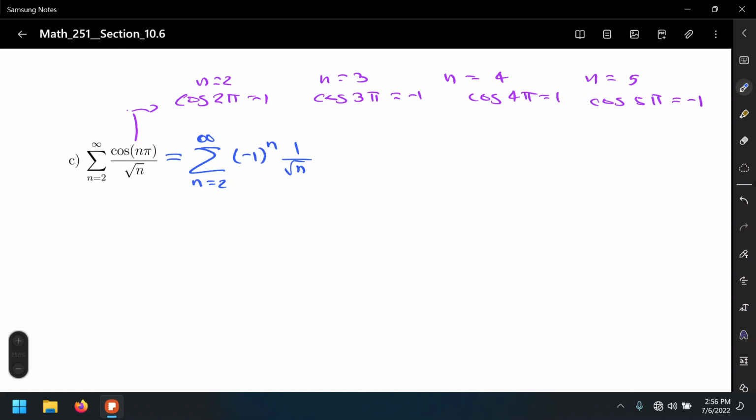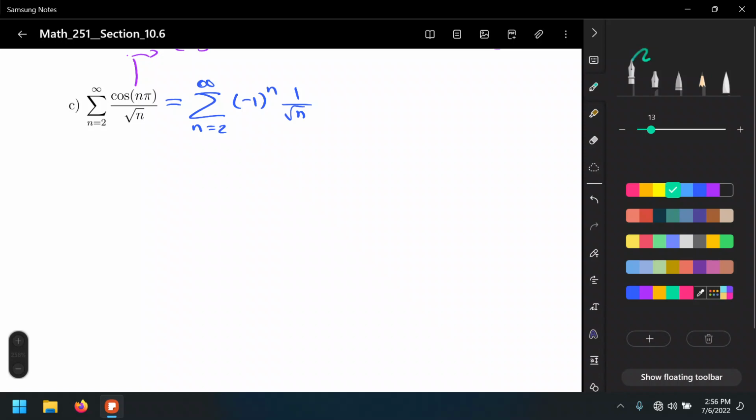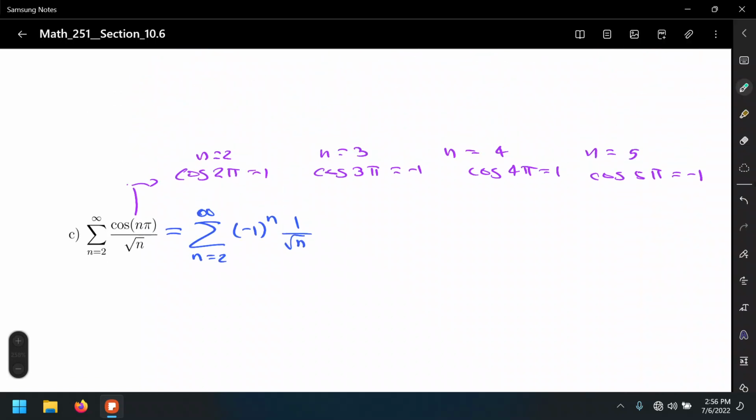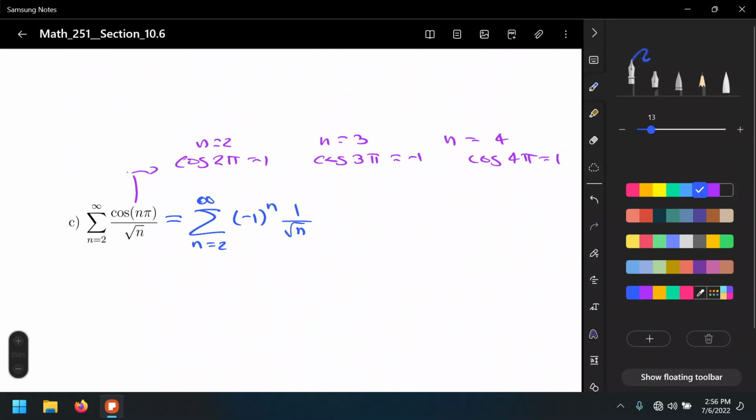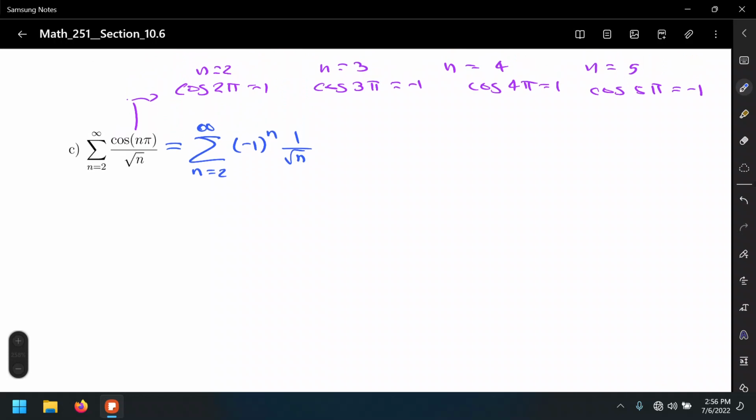So now we may look at the two conditions. Hopefully they're satisfied. So let's see. Number 1, the limit of b sub n as n approaches infinity has to be 0. Let's see if it is. The limit as n approaches infinity of 1 over the square root of n is, well, 1 over the square root of n at infinity, 0. First condition is satisfied.